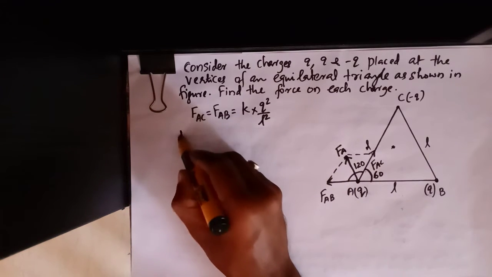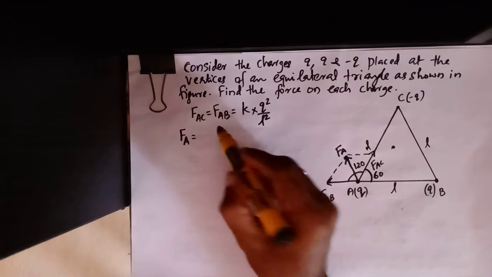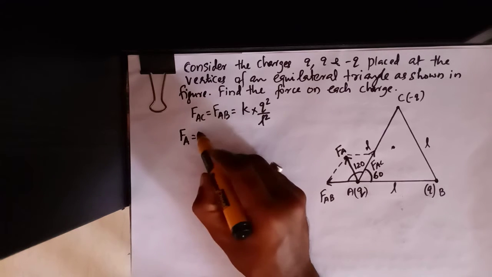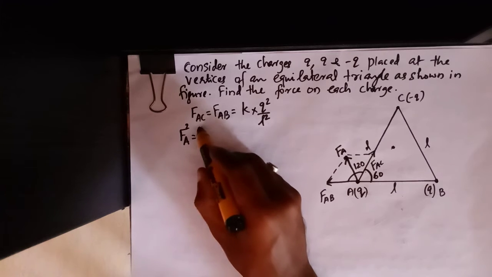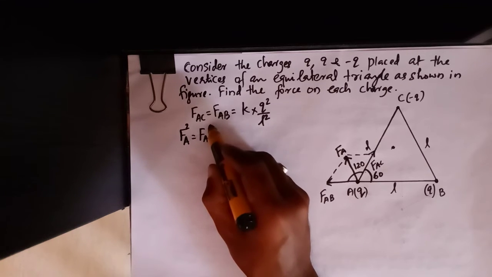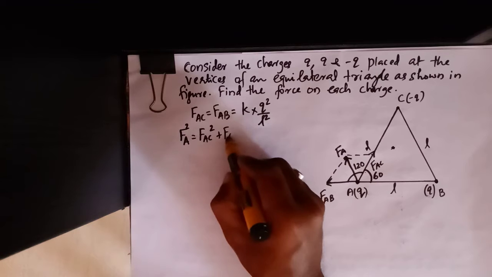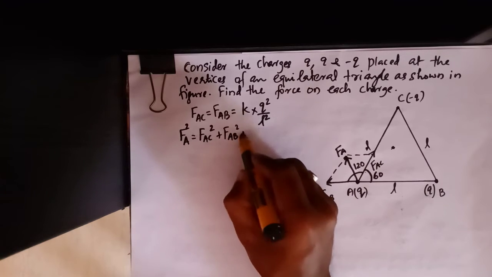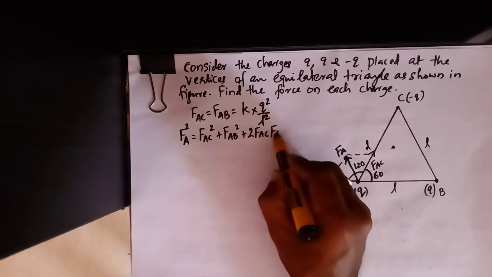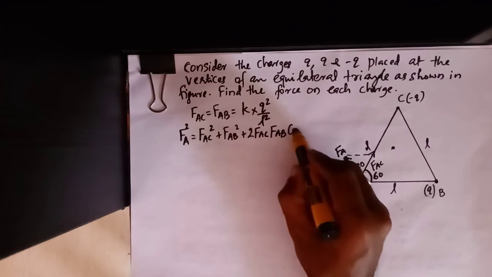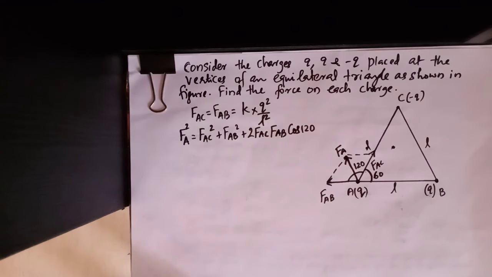So we will find the net force FA. We write FA square is equal to FAC square plus FAB square plus 2 into FAC into FAB into cos 120. This will be our equation.